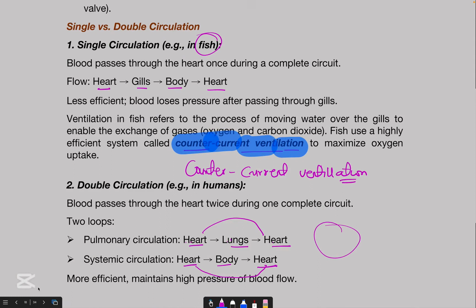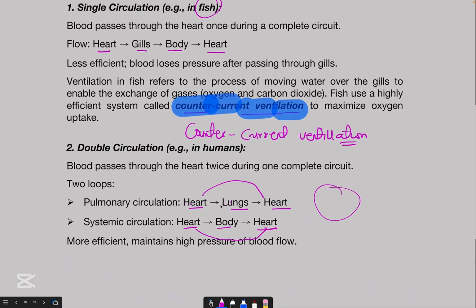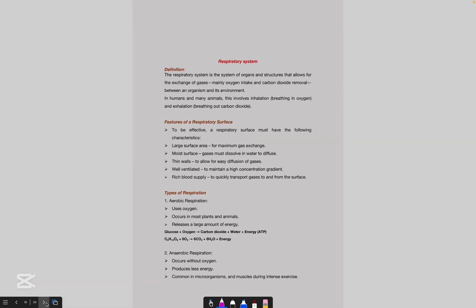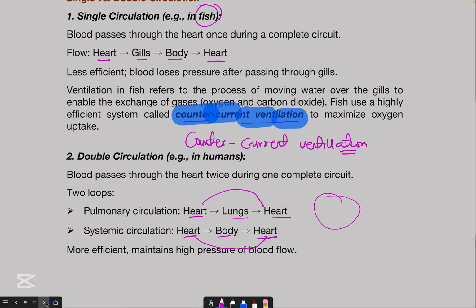So double circulation is when blood passes through the heart twice during one complete circuit. Is that okay? And that is found in humans. And it's a very efficient means of doing that. So that is that for the circulatory system. We'll see in the next one.